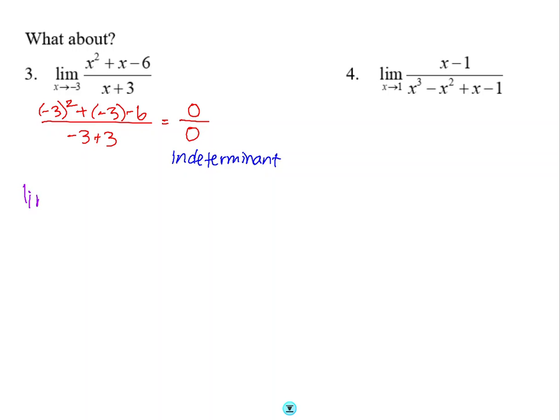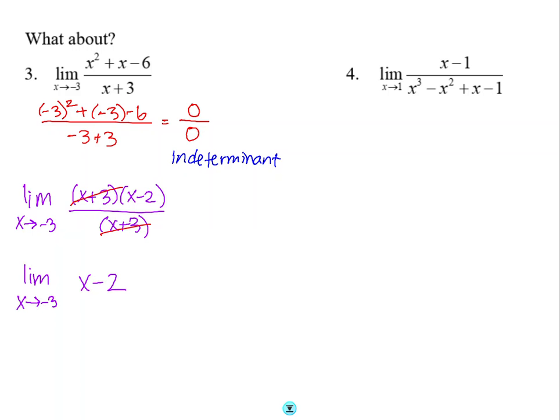So this is equivalent to the limit as x approaches -3. If I factor the numerator, I have (x plus 3)(x minus 2) over (x plus 3). I can cancel the x plus 3's and just have the limit as x approaches -3 of x minus 2. Now, since I have simplified this rational function, I can do direct substitution. So if I plug in -3 for x, I get -3 minus 2, which is -5.